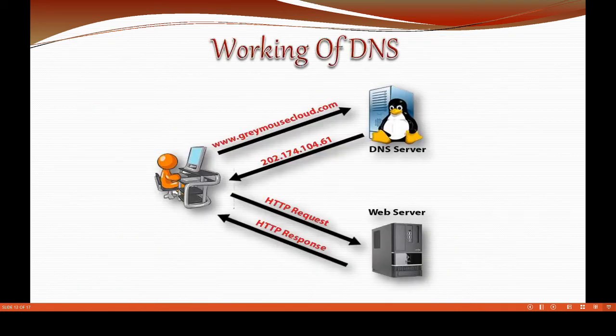So working of DNS here, the user requests the server using www.greymousecloud.com, and then the DNS server acknowledges the IP address, like 202.174.104.61. So when you input the domain name, automatically the server gives one IP address. All the database is stored in a DNS server. Then using this HTTP request and HTTP response, the web server should also be involved.